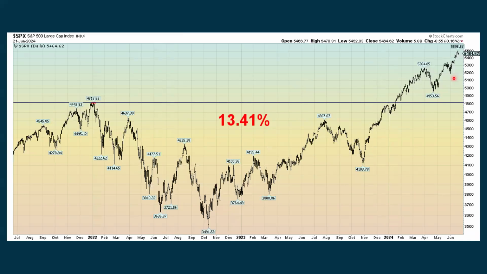Then this is more for just information. We set a high back in early January 2022 before we went into a pretty negative environment. And then we finally were able to go back and set a new all-time high. And as of Friday's close, we are 13.41% above the previous all-time high.